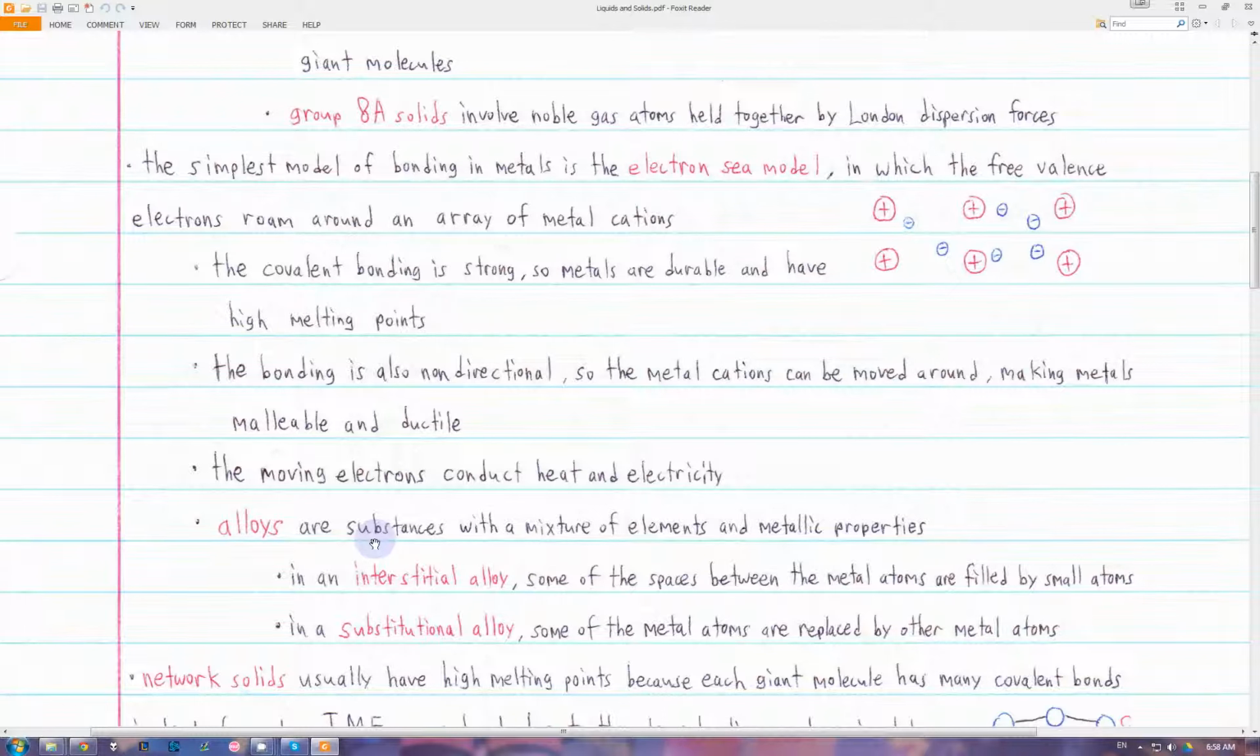So alloys are substances with metallic properties that consist of a mixture of elements instead of just one metal. And there are two basic ways to make an alloy. In an interstitial alloy, some of the spaces between the metal cations are filled with smaller atoms. And in a substitutional alloy, some of the metal cations are just replaced by other metal atoms with a similar size.